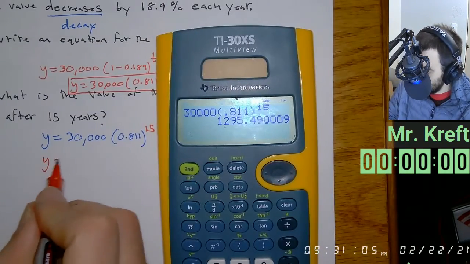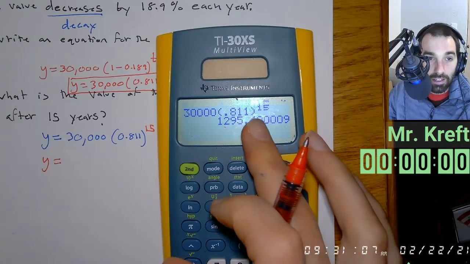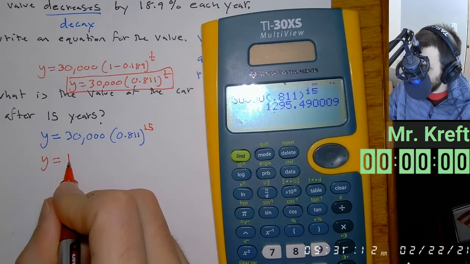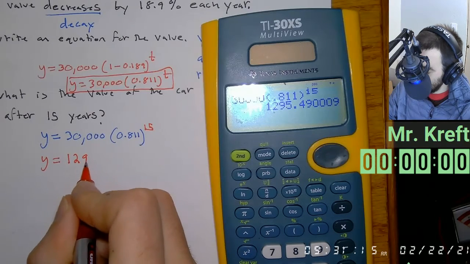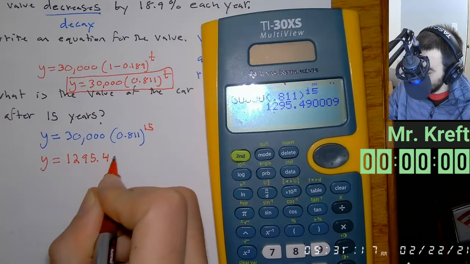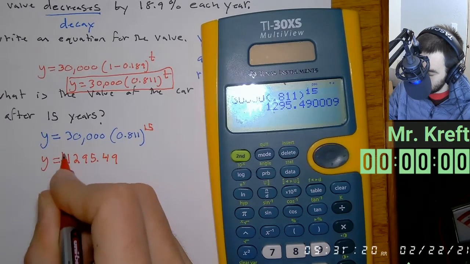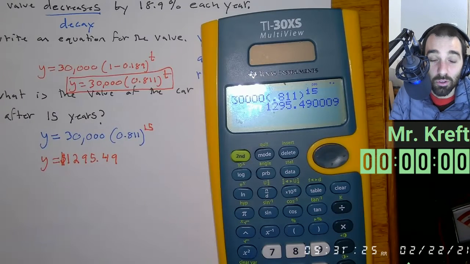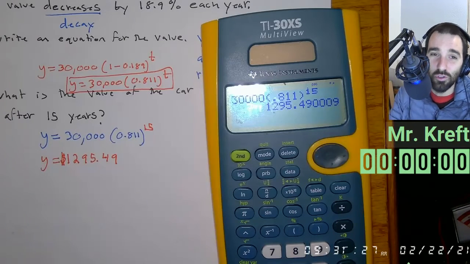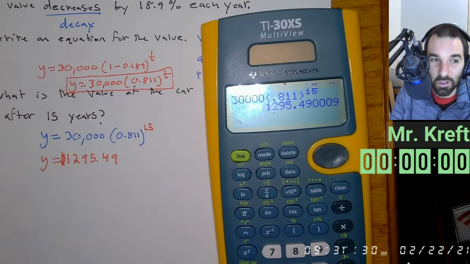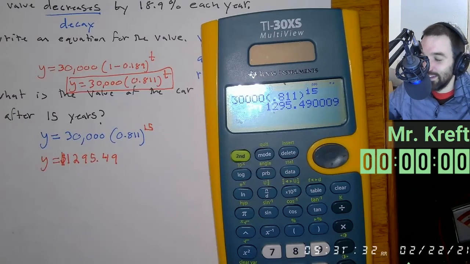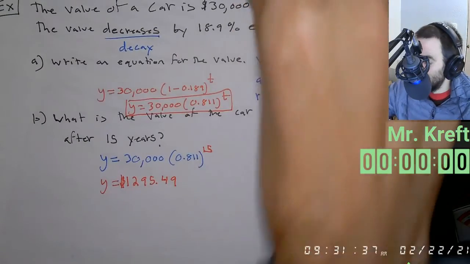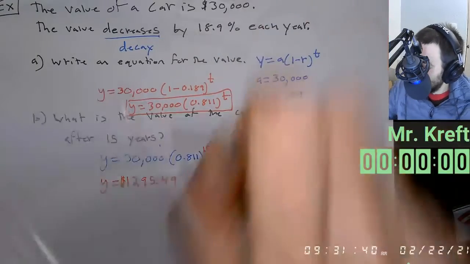And I get y equals, I'm going to round to the second decimal here. I should have said that at the beginning. So I'm going to have 1,295.49, and that's in dollars. Okay? So you can see the value of the car really dropped off. And this is true. If you buy a brand new car, as soon as you drive off the lot, the value of your car has decreased a lot. Cars are not good investments. They reduce in value quite a bit. Okay, so that would be my answer.